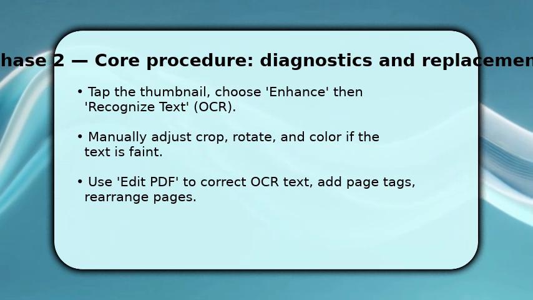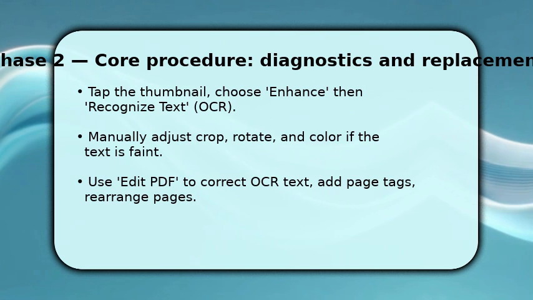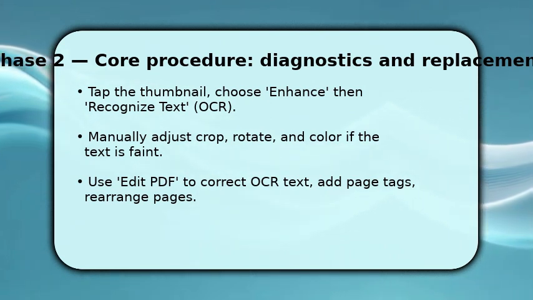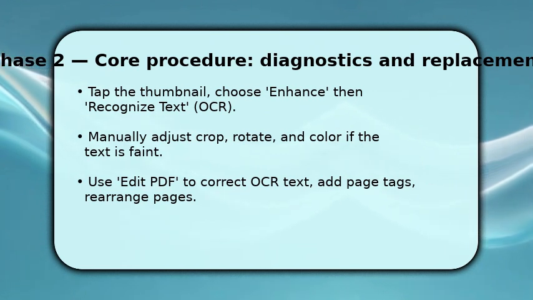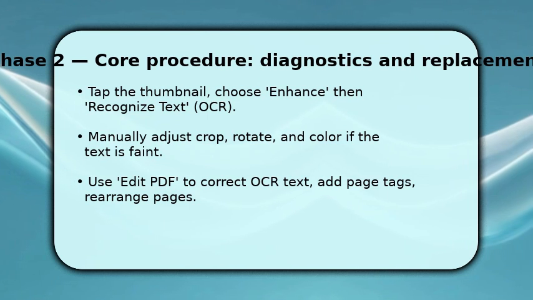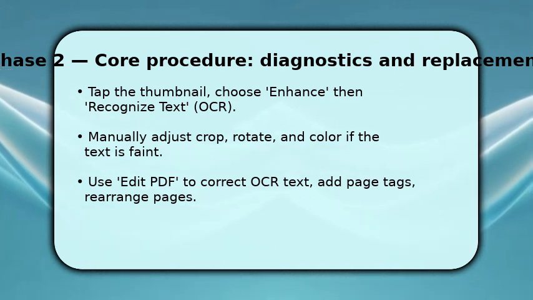Make sure to enhance and straighten. OCR reads better with high contrast and straight lines. After recognition, use Edit PDF to fix misreads, remove artifacts, or select specific text blocks. If you have multiple pages, reorder them now, because a correct sequence avoids confusion in the final searchable PDF.